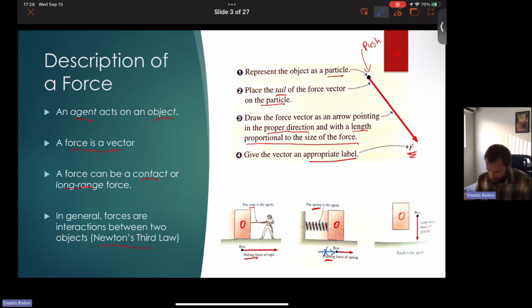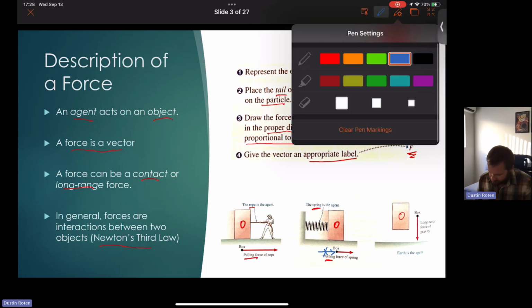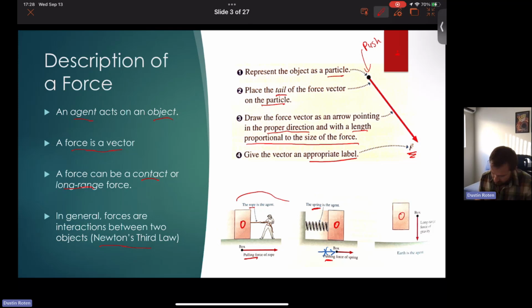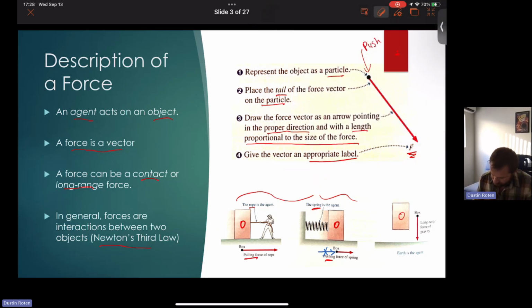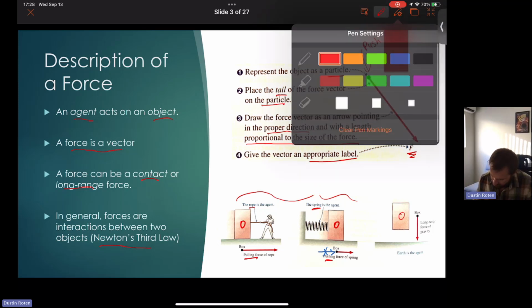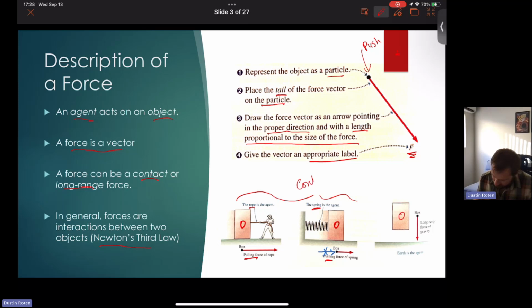Okay, so let's see. These over here, these first two that we talked about, these are contact forces. Let me try that again. These are contact forces. Okay, so that just essentially means that the agent, in this case the rope and the spring, and the object, the box, they're actually in contact with each other.